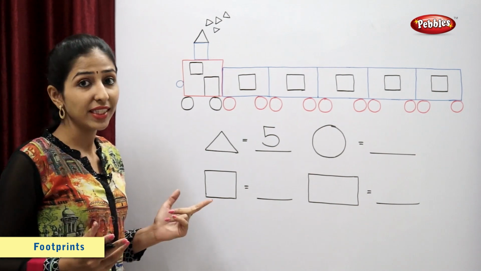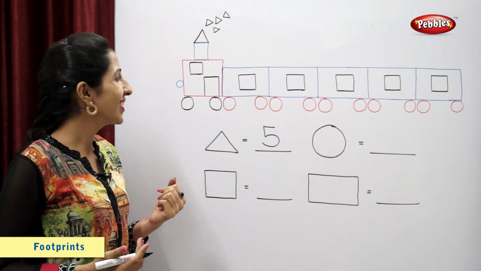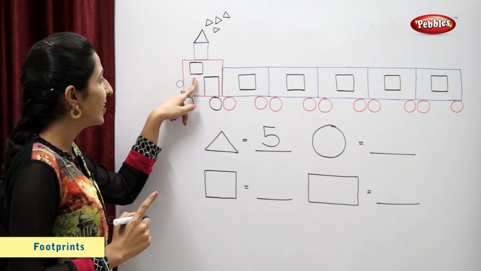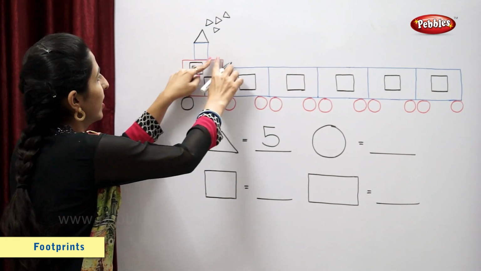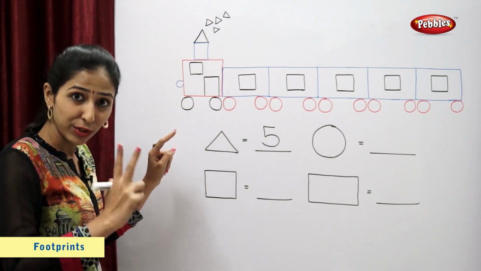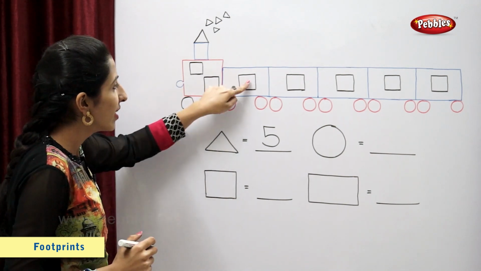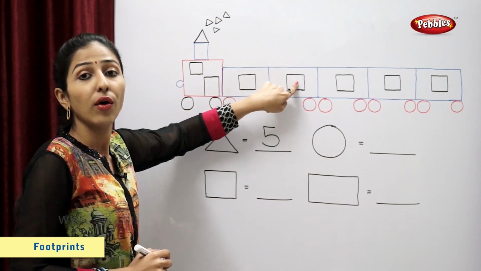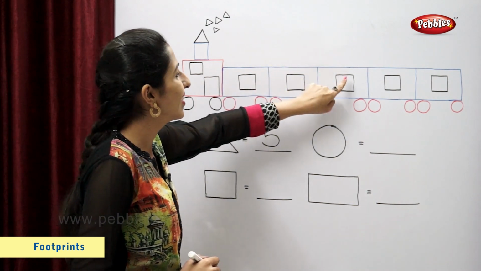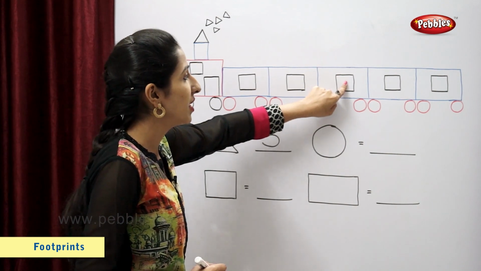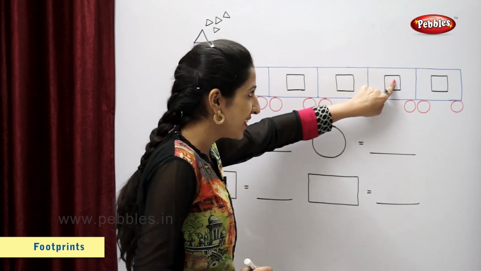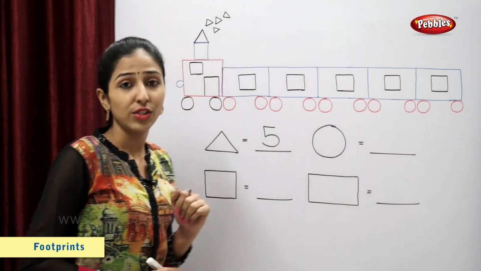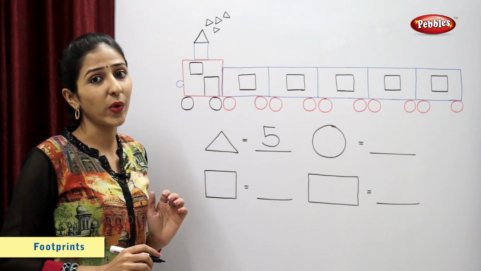Square. Now let's count the number of squares. 1, 2, 3, 4, 5, 6 and 7. So there are 7 squares.